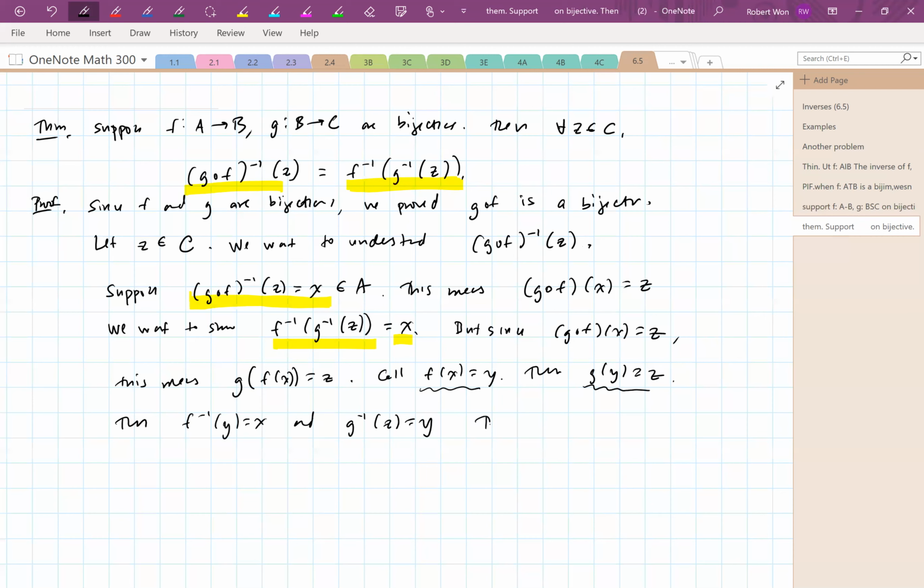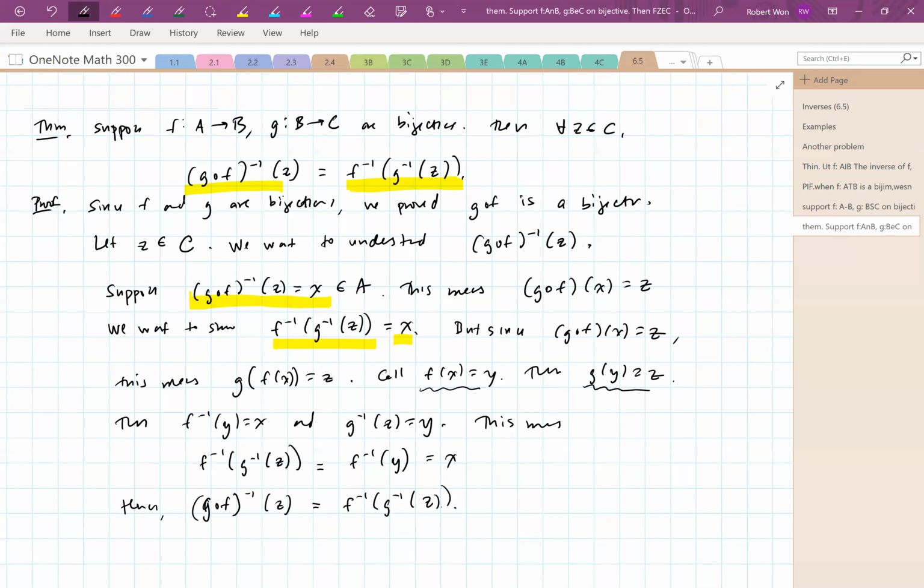And this means that F inverse of G inverse of Z is F inverse of Y, which is X. Right, hence, G of F inverse of Z, which is what I was calling X, is equal to F inverse of G inverse of Z, which is what I was trying to show.